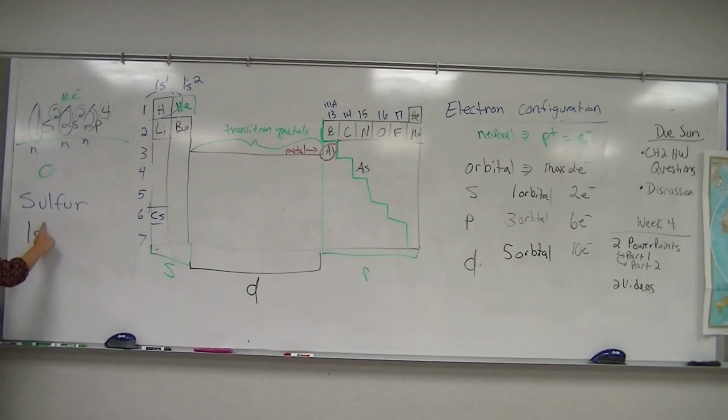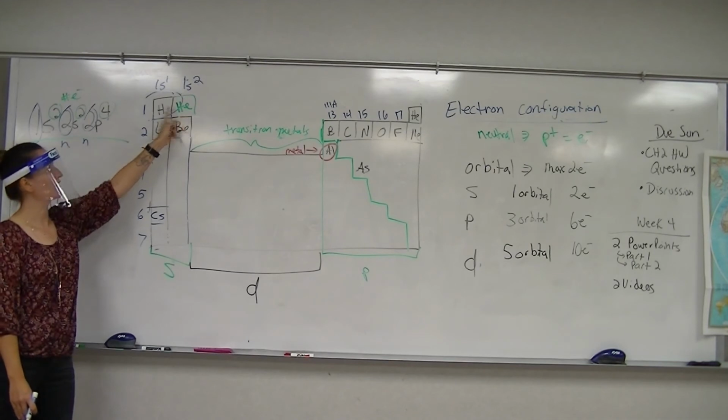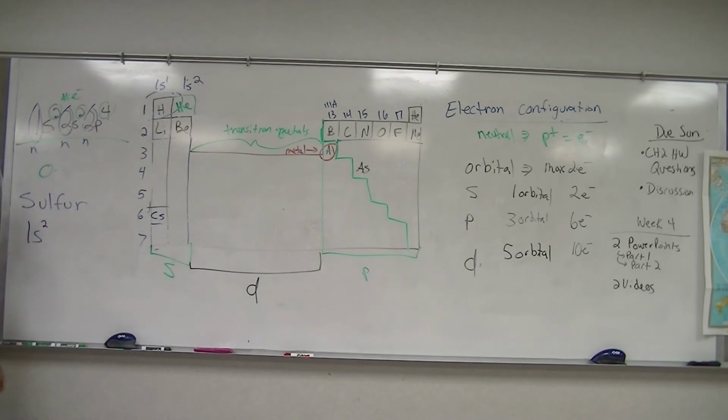So 1s, the number that's going to go here is a 2, because 2 is the max that fits in s, and I want to go all the way through that group. So 1s2, I want to go to helium. You're saying, okay, go to helium, but I want to keep going. So where do I hit next? What comes after 1s2? There's nothing else in period 1, so I'm going to have to go to period 2.